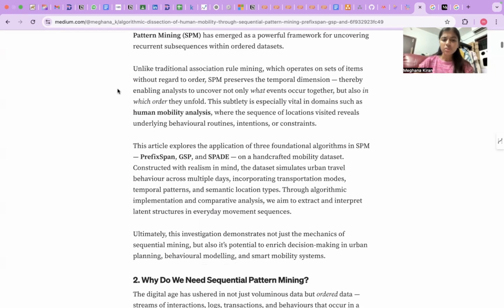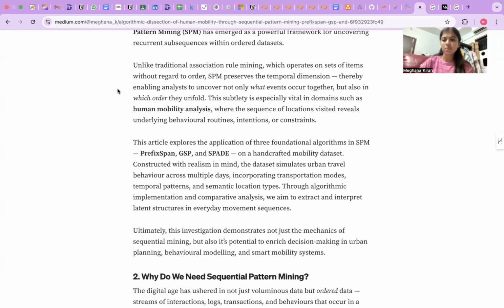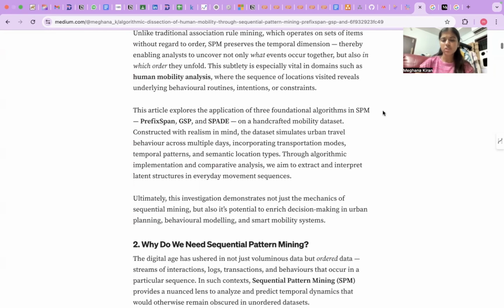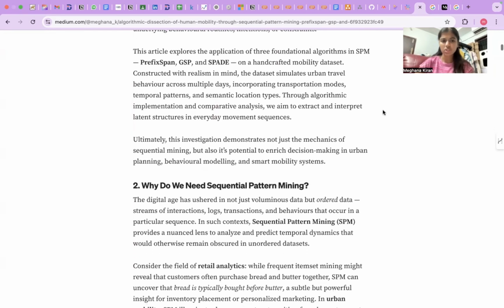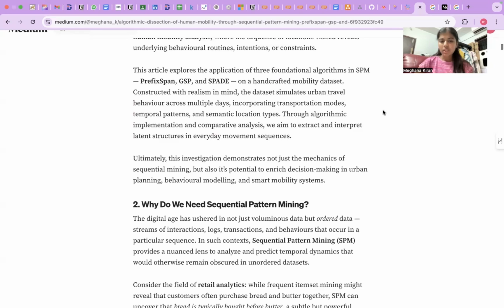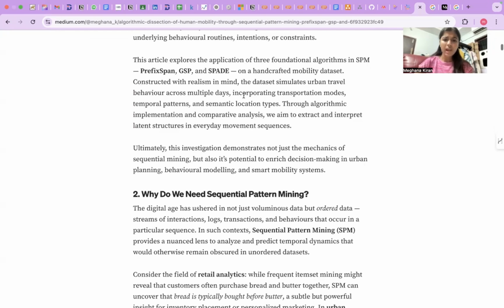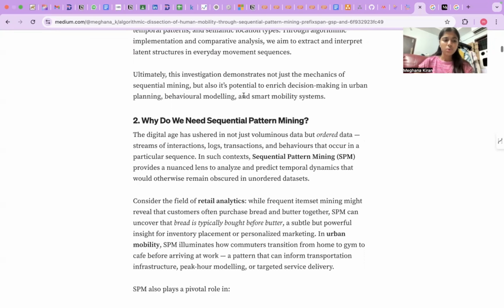Unlike traditional association rule mining, sequential pattern mining preserves the temporal dimension. It not only tells what events occur together, but also in which order they actually unfold. This is especially vital in domains such as human mobility analysis, where the sequence of locations visited reveals underlying behavioral routines, intentions, and constraints. Here I have used mainly three algorithms, which are PrefixSpan, GSP, and SPADE, on a handcrafted mobility dataset. So why do we need sequential pattern mining?